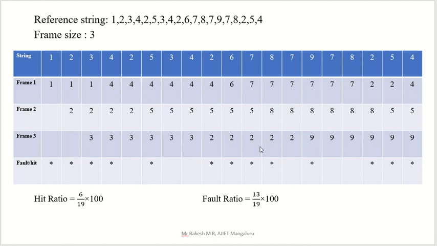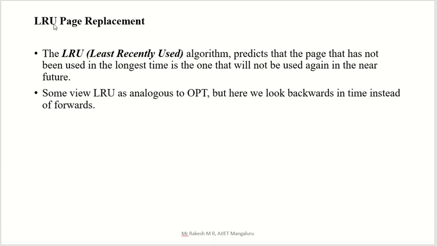This is your optimal. Okay, concentrate on this optimal. So in the exam you may get either frame size 3 or frame size 4. Be ready for that. And another one is the LRU page replacement. The LRU page replacement algorithm predicts the page that has not been used in the longest time. That has not been used for the longest time. This is the algorithm, one that will not be used again in the near future. So I will explain that with the example itself.